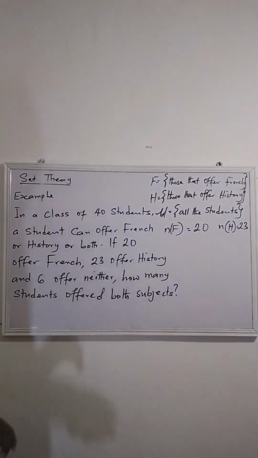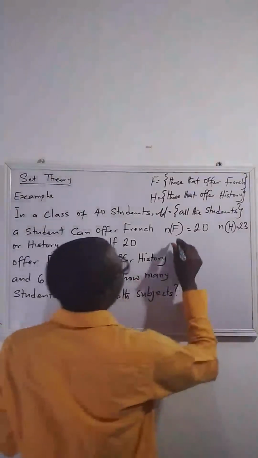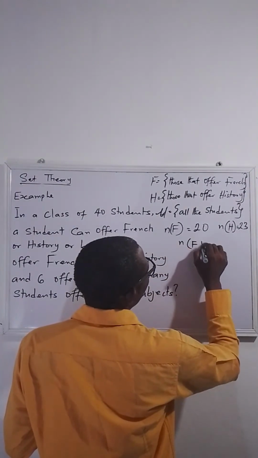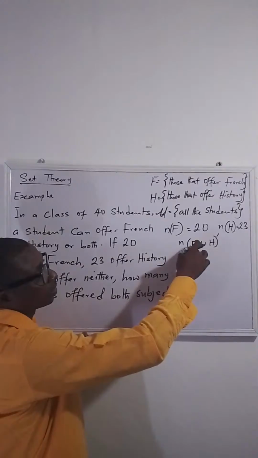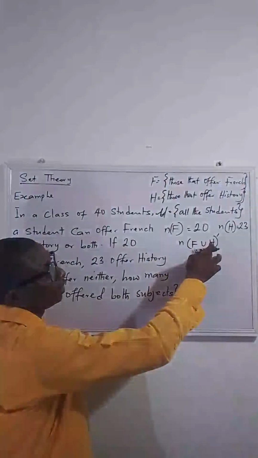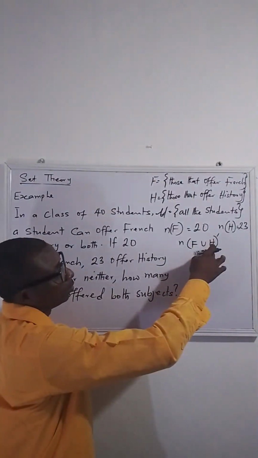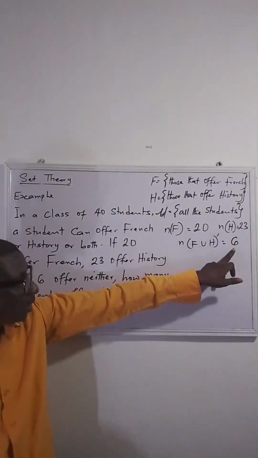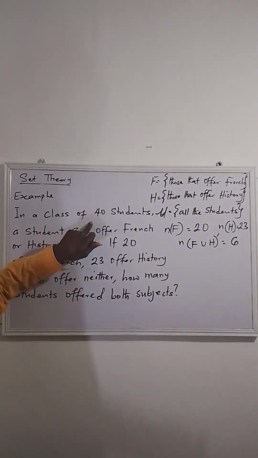Now 6 offer neither. That is, number of (F union H) complement. You know this one is neither. They are not in F and they are not also in H. That is, they do not offer French and they do not offer history. How many are they? There are 6. These 6 students do not offer any of the subjects, but they are members of the class. Hope you get that.